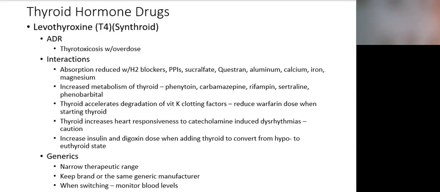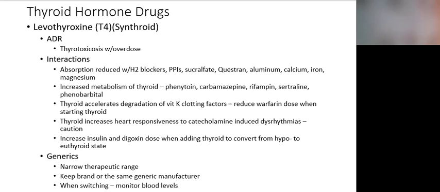Interactions include reduced absorption in the presence of reduced stomach acid, H2 receptor blockers, proton pump inhibitors, and also for drugs that will absorb or adsorb it in the GI tract, such as calcium, aluminum, iron, and magnesium, as well as sequestrants like cholestyramine. Some drugs will increase the metabolism of levothyroxine. These drugs include phenytoin, carbamazepine, rifampin, sertraline, and phenobarb. If a patient is stabilized on these drugs, adjust the levothyroxine dose to the appropriate TSH, T3, and T4 levels.